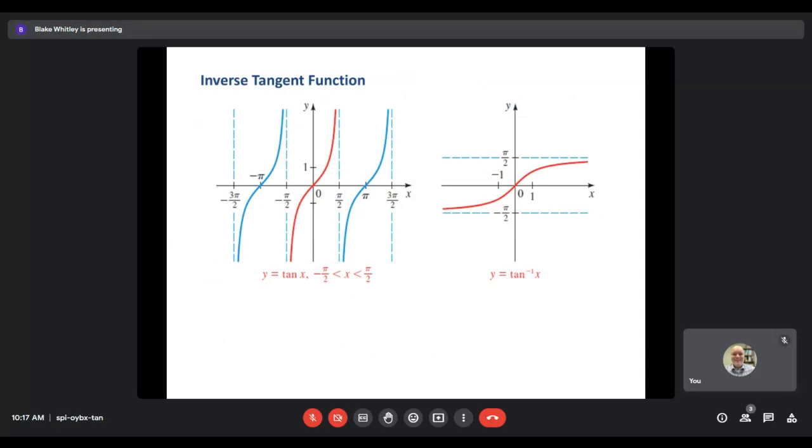And again, just to give you a visual of why we restrict ourselves for tangent this way, if we did not, this original function would not pass the horizontal line test. But if we restrict ourselves between those two asymptotes at negative pi over 2 and positive pi over 2, now we're good. I can take the inverse, and it's going to pass the vertical line test.